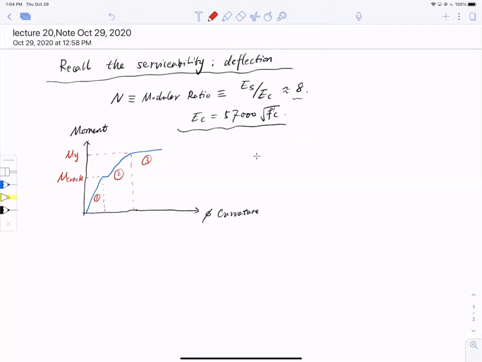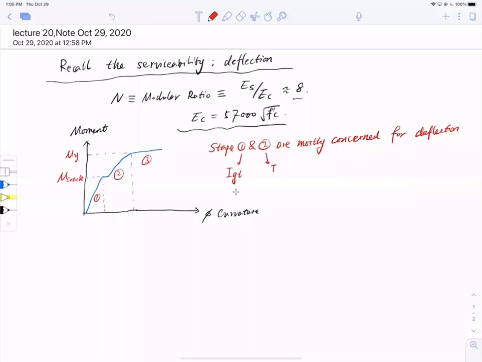All right, and we also talked about stage 1 and 2. Stage 1 and 2 are mostly concerned with deflection. So we only need to calculate the moment of inertia for the transformed section of stage 1 and the cracked moment of inertia for stage 2, right? So these are the moments of inertia we're trying to calculate here.